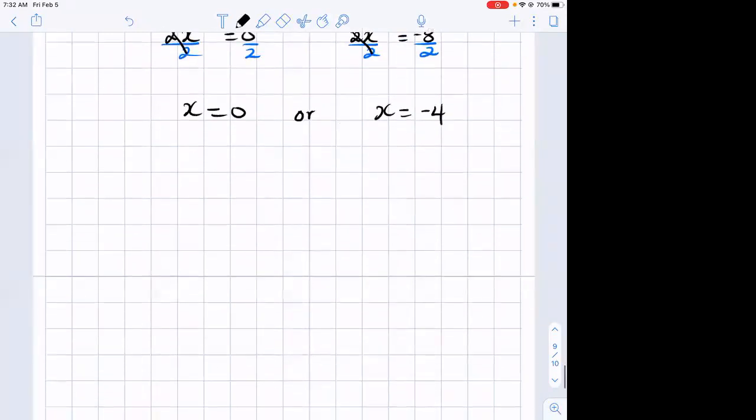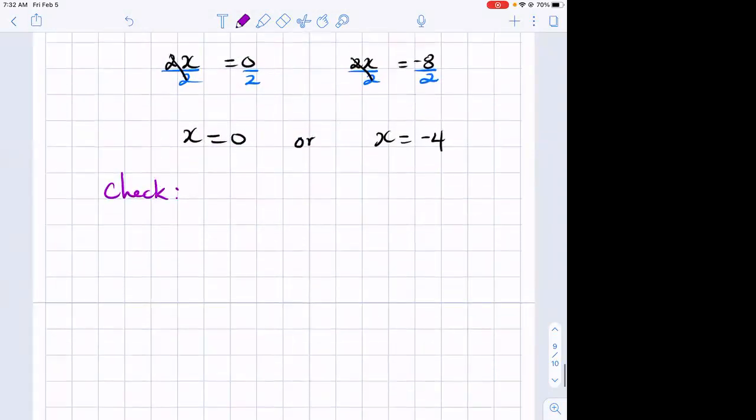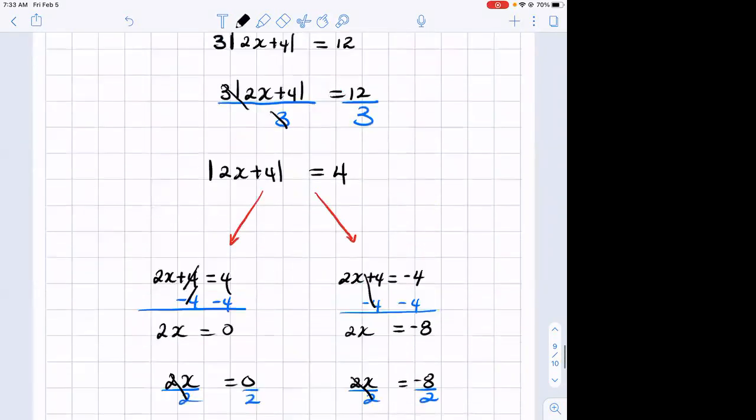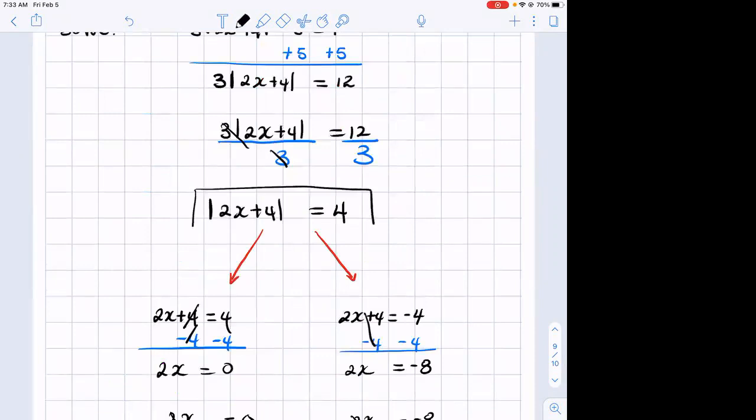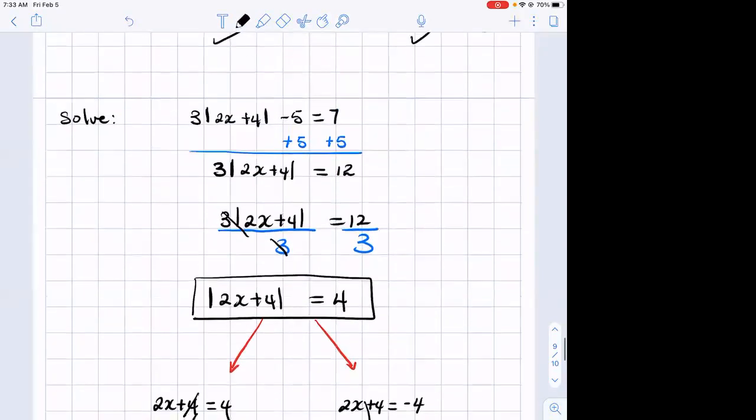Now, remember, we're not finished. We have to check. Okay. And we can use the original equation, or we can use the simplified with the absolute value. So I'm going to use the one that's 2x plus 4 is equal to 4, right? We're using this one here. You can use this, or you could go back and use this one here. It doesn't matter.